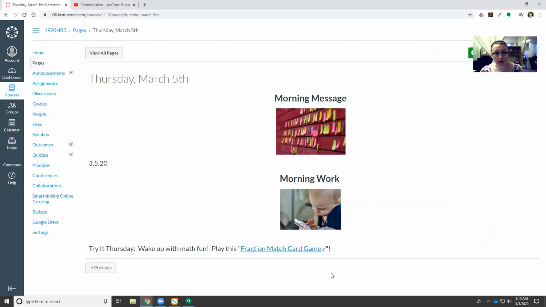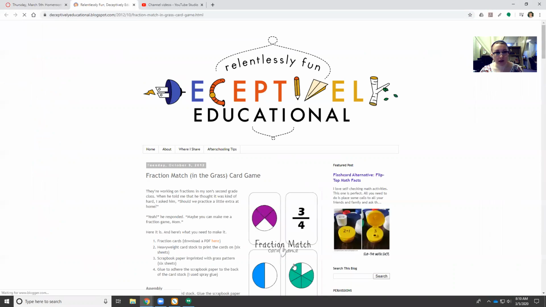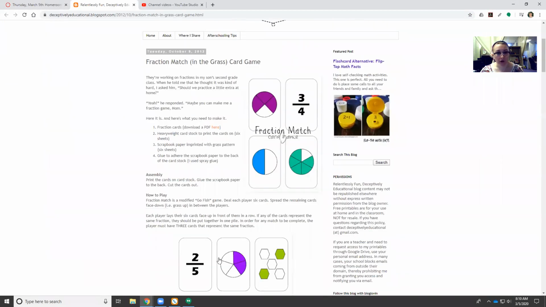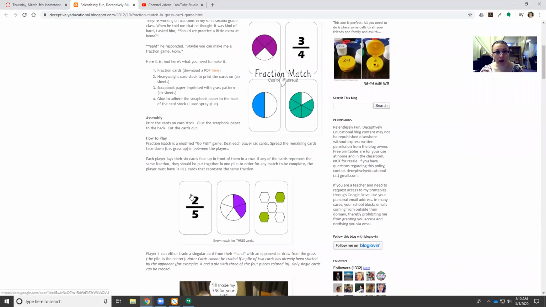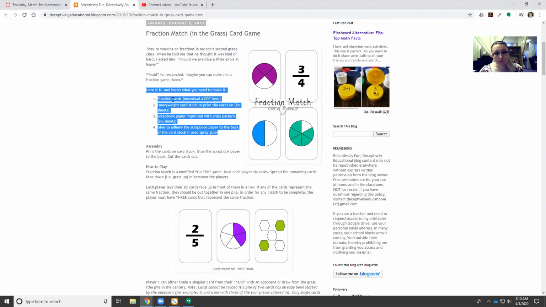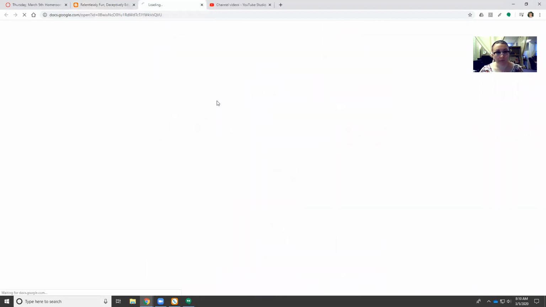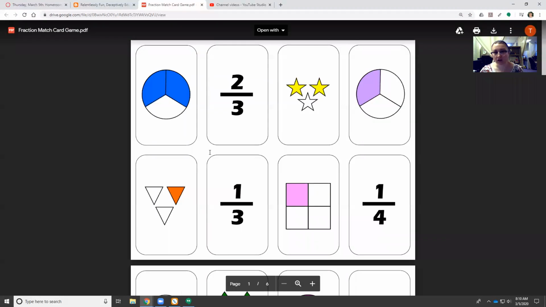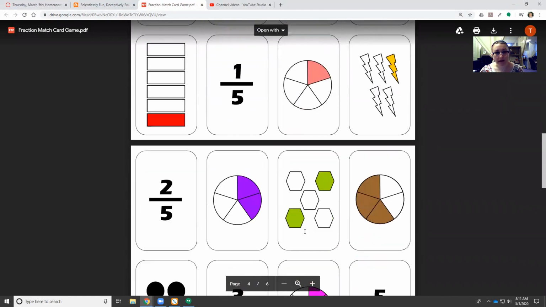It is Try It Thursday, so wake up with math fun by playing this fraction match card game. So the directions are listed here, and I just put it here so you could read everything. If you go to this paragraph here, this lists materials. The only thing that you need are your fraction cards. The rest is like extra decoration. So you print these out one-sided and then cut them out.